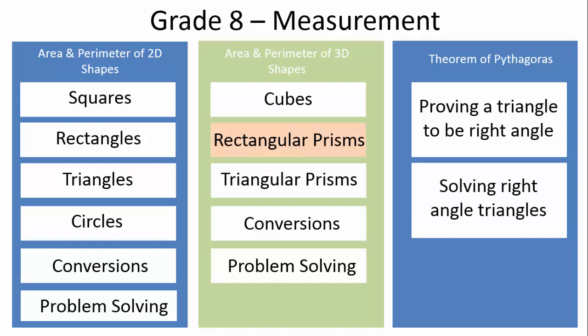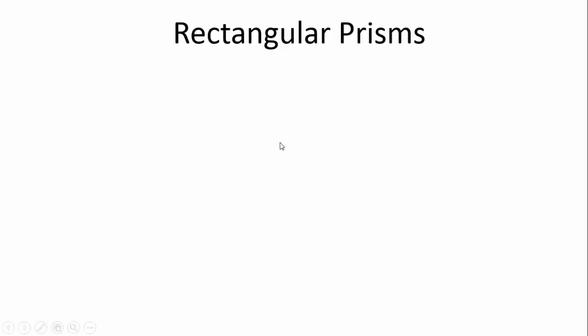Okay, grade 8. Now we're going to be talking about rectangular prisms. Remember, we're talking about 3D shapes. Previously, when you might have thought about prisms, you might have thought they could only be triangular. But in fact, we could have rectangle prisms as well. Let's go straight into this.